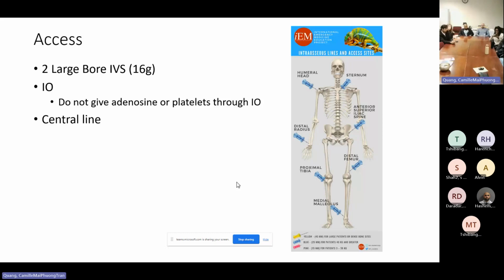The only two things that you don't want to give through an IO are adenosine for SVT, because it's not as effective, and platelets. You can give every other blood product and pressor through an IO except for platelets, because the platelets are too big. When they travel through the bone, they just get shredded and they don't end up working. And central lines.